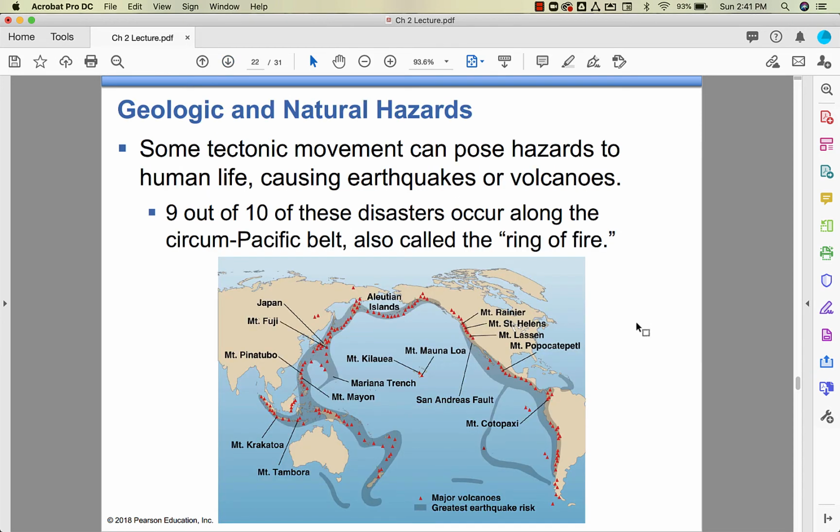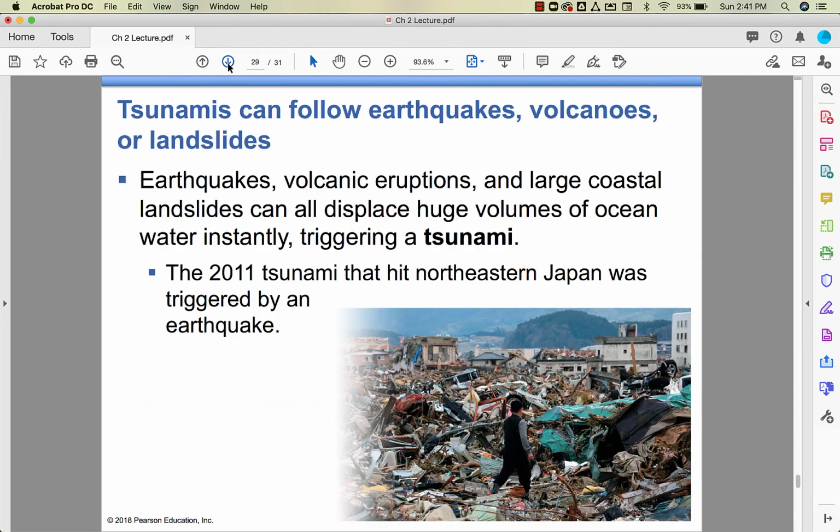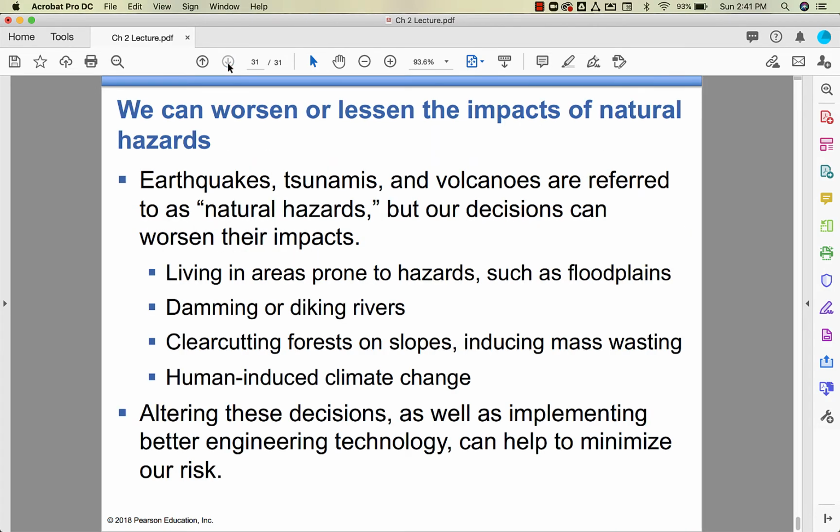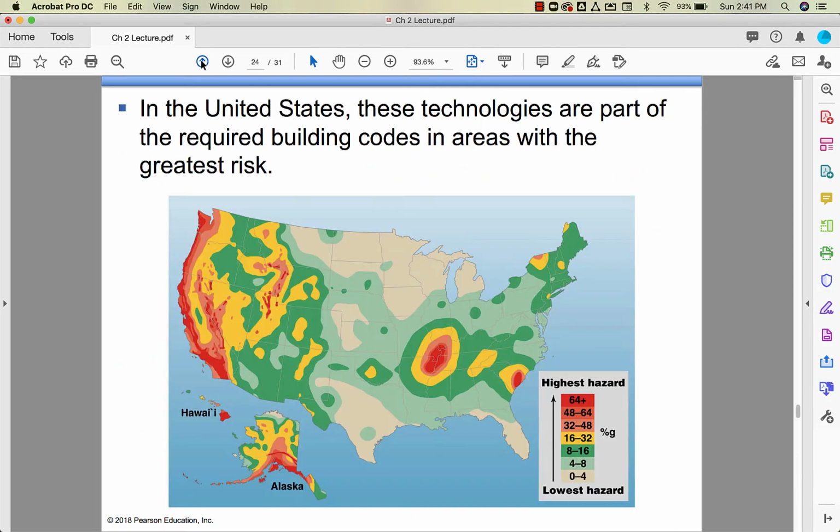All right, so we talked about moving plates. We talked about the rock cycle. How does that have to do with geological hazards? So this is what they call the ring of fire, right? If I go back to, oops, wrong way. Sorry.